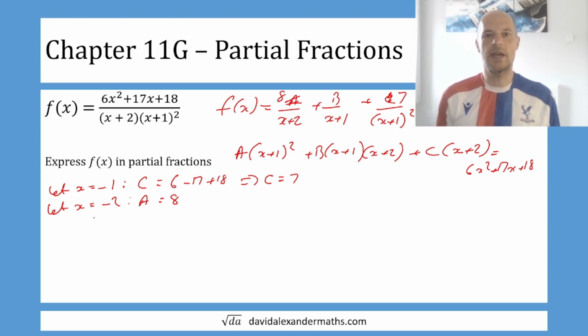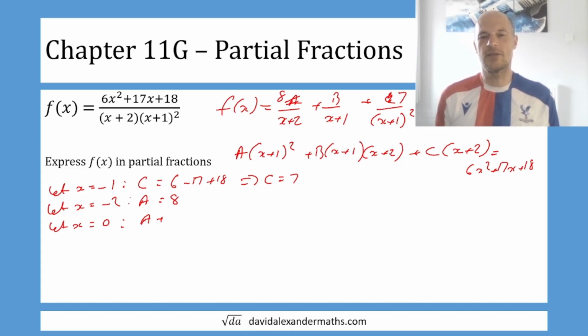And now to work out what b is, I'm going to let x equal 0. So 0 plus 1 squared, that is 1 squared, which is 1. So that's 1a. So a plus, so 0 plus 1 is 1.